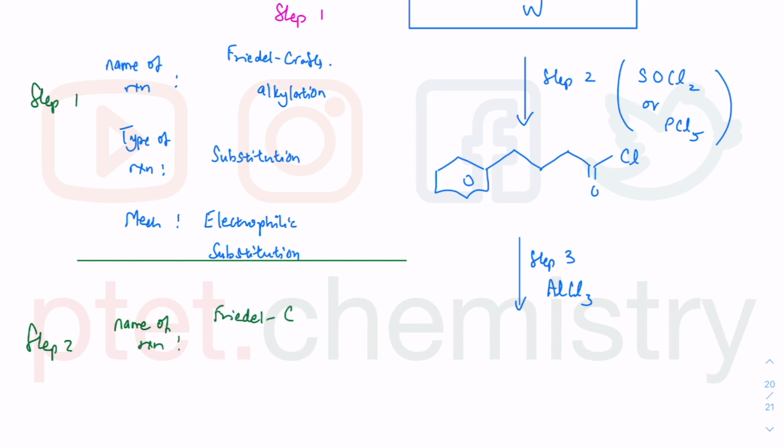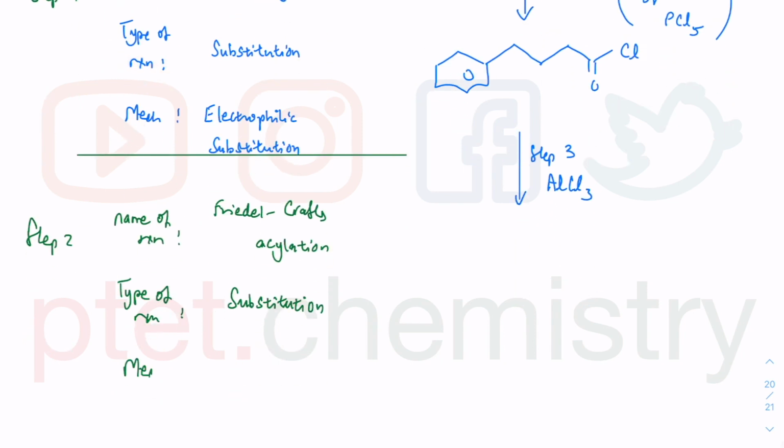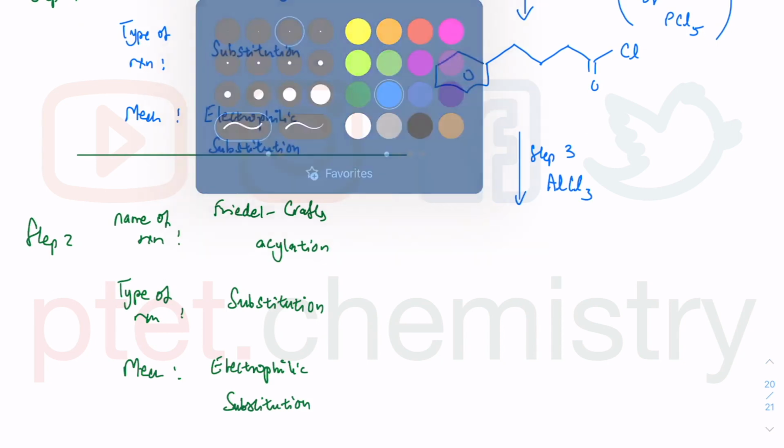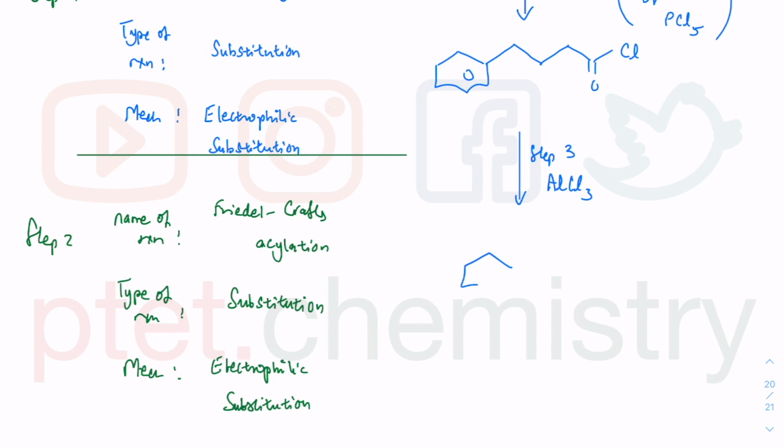Friedel-Crafts is the name of, I think it was a duo who actually discovered this particular reaction. The type of reaction is still substitution. You are doing substitution on a benzene ring, and the mechanism is going to follow electrophilic substitution. So all of these things are basically in the syllabus as part of electrophilic substitution. So what's going to be my product?